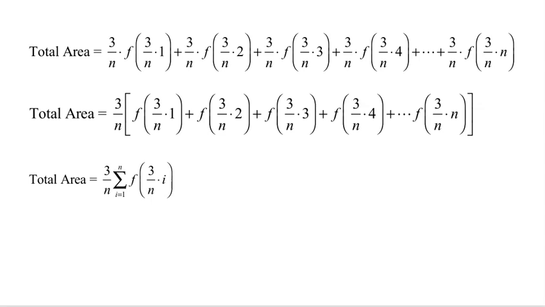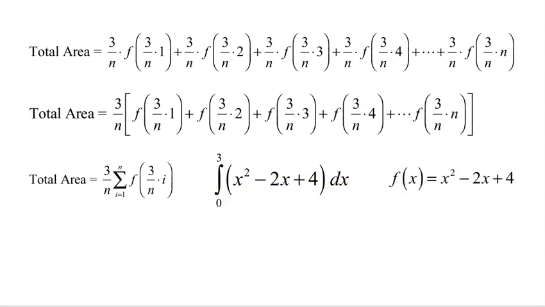Now what do we need to know? Well, what's f of x? We started with this integral from 0 to 3 of x squared minus 2x plus 4. So this tells me what my function is. My function f of x is x squared minus 2x plus 4. So I've got to plug this thing, this 3 over n times I, into f to get that to work.